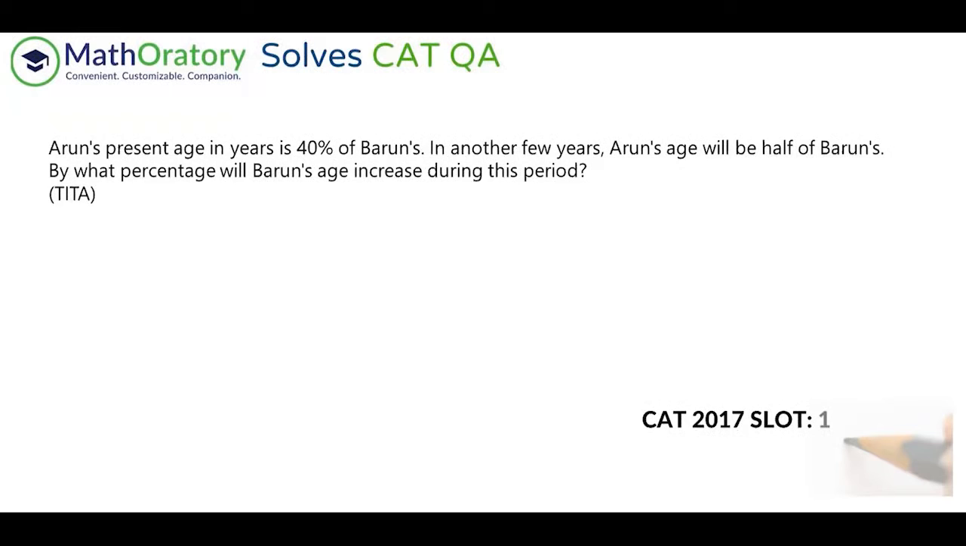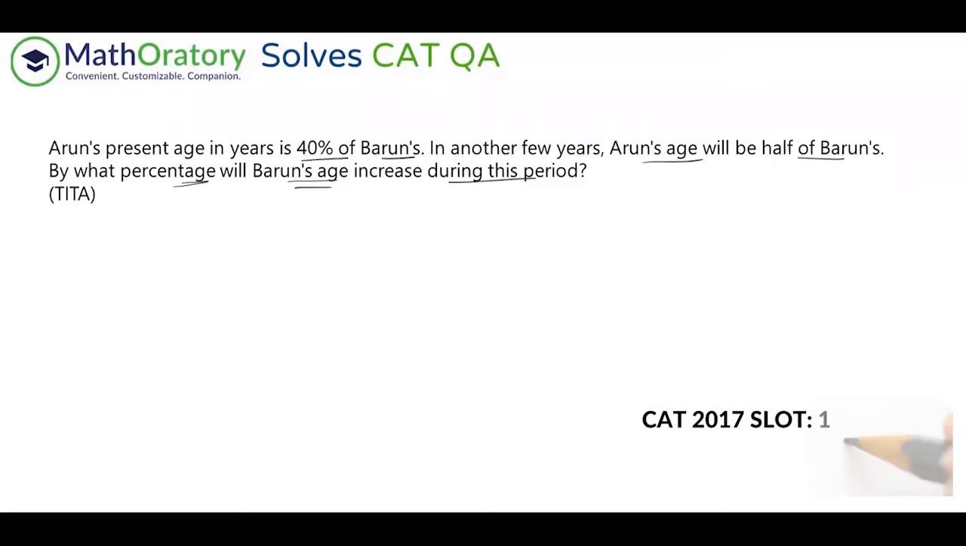So we have Arun's present age in years is 40% that of Barun's. And in another few years, Arun's age will be half of Barun's. Now, by what percentage will Barun's age increase during this period? That is the question. We can definitely solve this with equations, but I'm showing you a faster method to begin with.